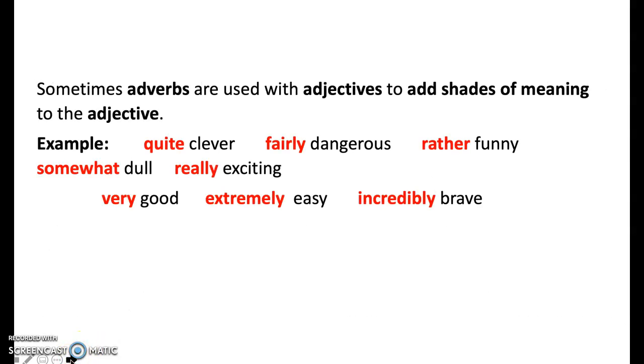Sometimes adverbs are used with adjectives to add shades of meaning to the adjectives. These are some examples. Quite clever. So the word quite is an adverb describing a degree of how clever someone is. Fairly dangerous would suggest it's dangerous but not very dangerous. So you could see the different grades of meaning. So these are also adverbs as well. So sometimes you would see adverbs giving more information about an adjective. For example, someone could be really beautiful.